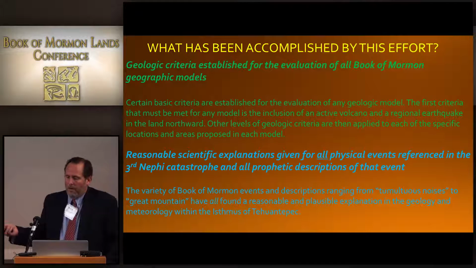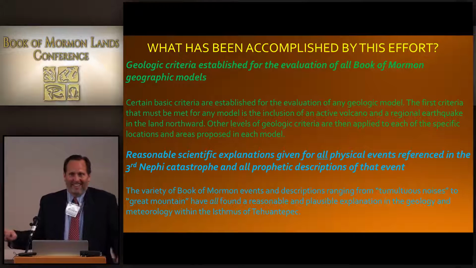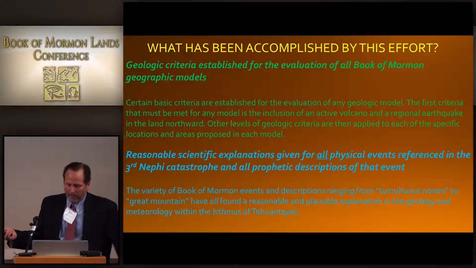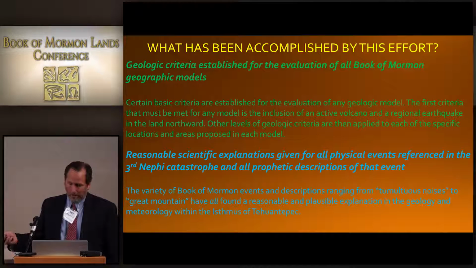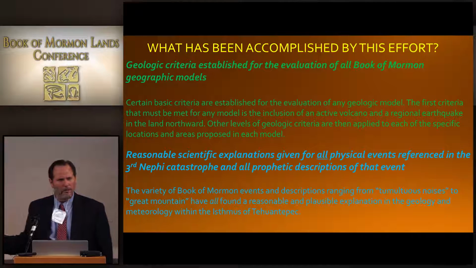I wasn't even aware of any of the model fighting that goes on in Book of Mormon circles. I was just trying to use my science and apply it. So I've got reasonable explanations for all the physical events wrapped in the Third Nephi catastrophe and all the prophetic descriptions. They can all be explained, even the tumultuous noises and the great mountain, things that you'd say are puzzling language. But actually, you get a great mountain, just like they described it.